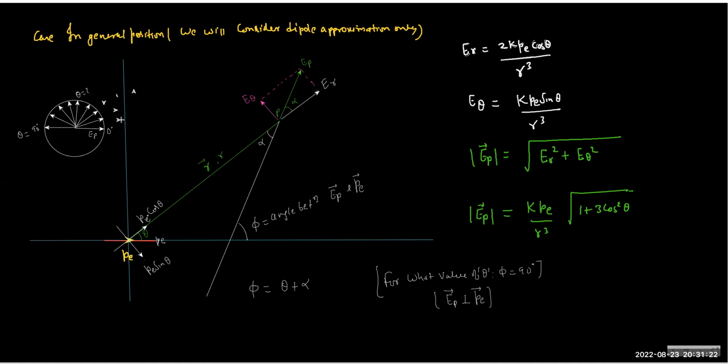Anyone getting the idea of what I have just written? Please explain once again. You can see the resultant electric field direction. You can see the actual dipole moment direction. You can see the angle between them, and for every angle theta the phi will change. So the question is, at what angle theta will phi be 90? At some angle, it will be like this actually.